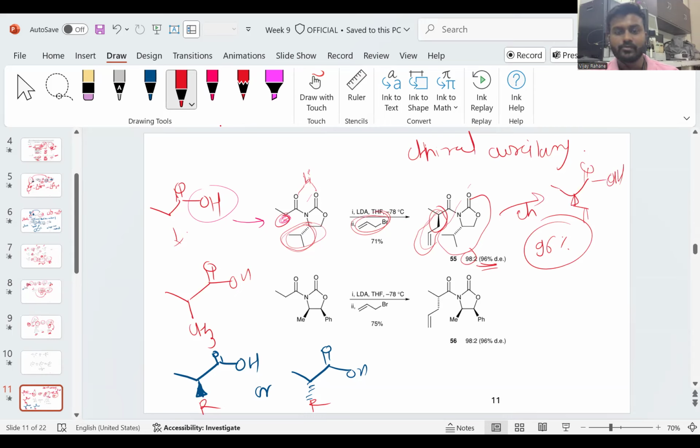So upon deprotection, we get the product in hand. So that's the use of the chiral auxiliary. Another example you can see here, in this case, where we have used the chiral auxiliary.